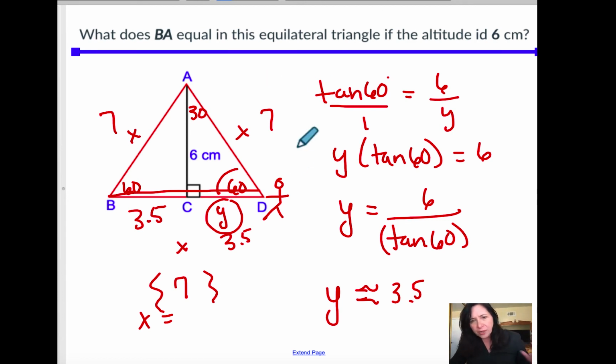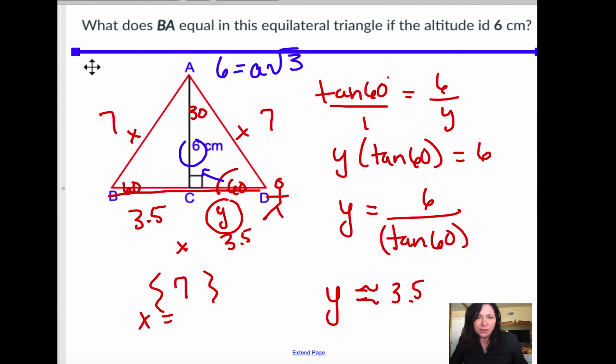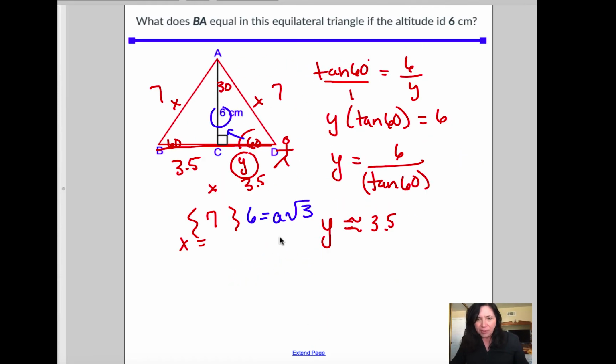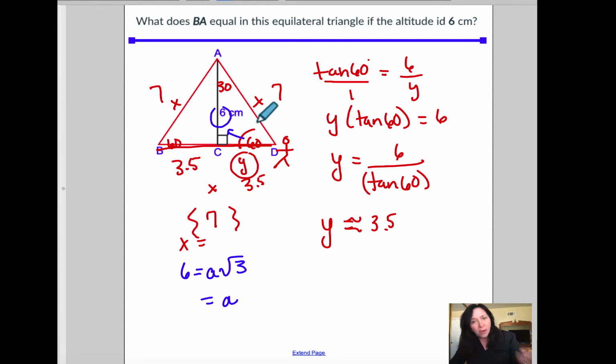you also could have taken 60 degrees because you know opposite a 60-degree angle is a root 3. So that value right here is equal to a root 3. I'm going to take this and move it somewhere that I get some more space. So 6 is equal to a root 3. I could find a, and a is my 30-degree angle side, which is this length right here.